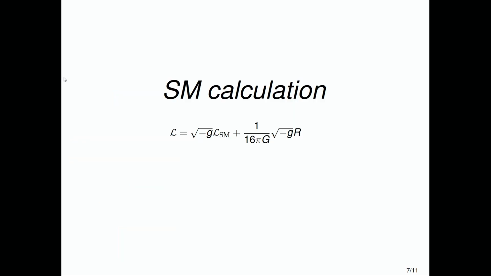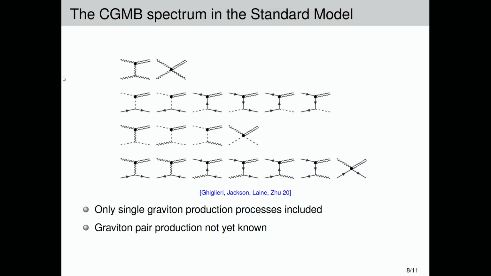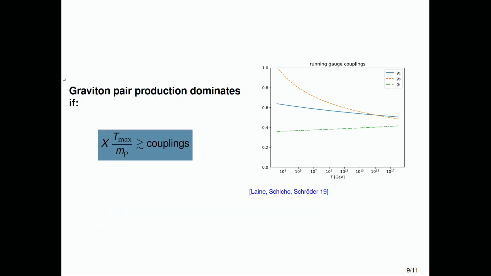But this condition here is specifically for our toy model. So let's also discuss what happens in the standard model, when you have basically standard model plus gravity. In principle, the calculation is the same. You just have to calculate more diagrams. And this has only been done for single graviton production diagrams. The diagrams for graviton pair production processes have not been calculated. I just want to tell you what you could get.